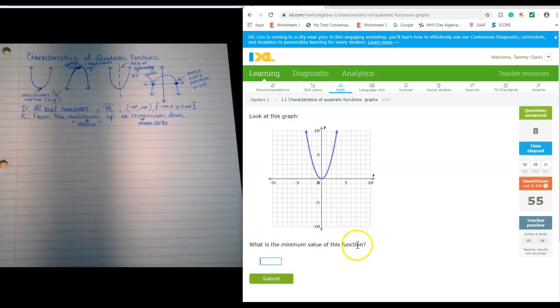What is the minimum value of this function? Well, if you think about this, this is y equals -1. So this is y equals 0. So it would just be 0.